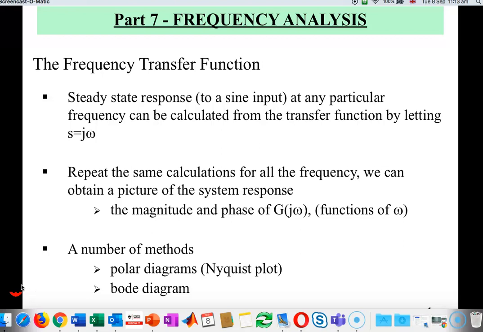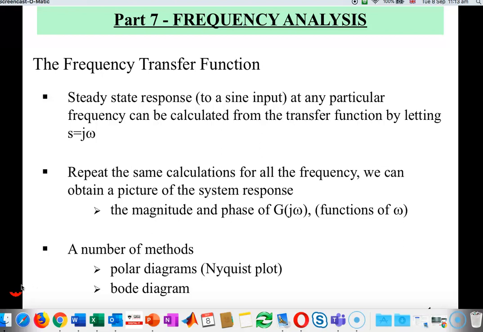Basically, if you have a DC gain of 1 for a system, from its transfer function, then the output will equal the input in steady state. DC gain equals 2, then the output would be twice the input in steady state, and so on.